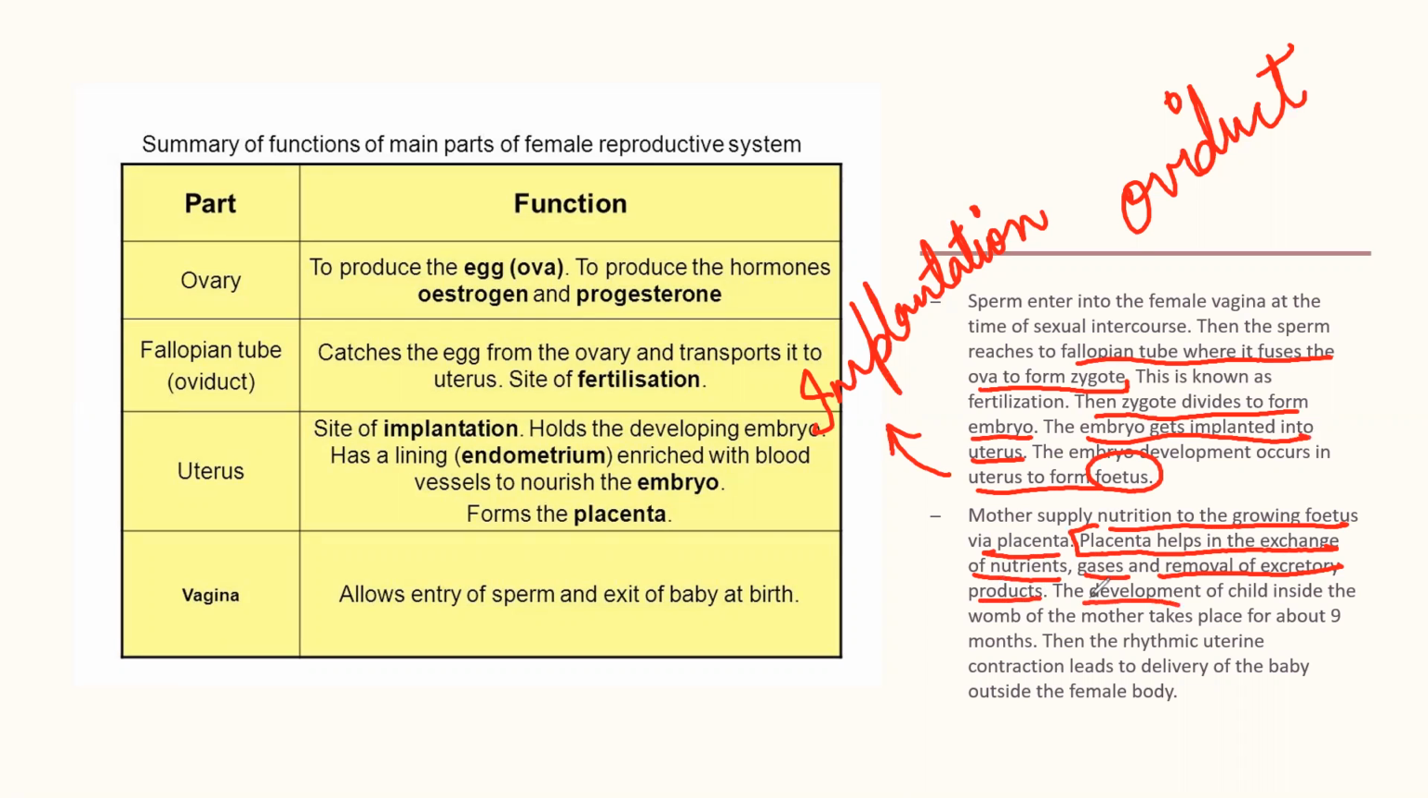The development of a child inside the uterus of the mother takes place for about 9 months. Then, rhythmic uterine contractions lead to delivery of the fetus outside the female body.